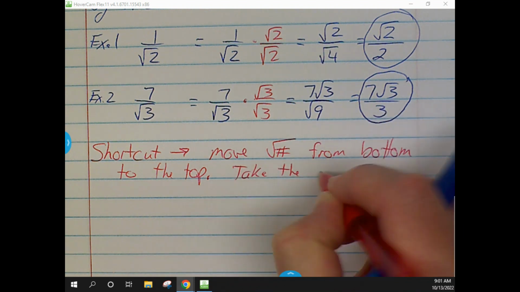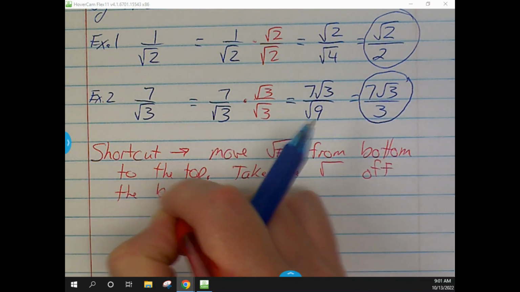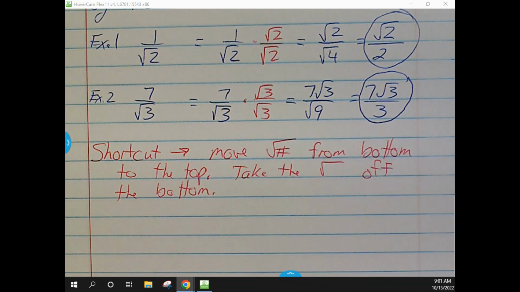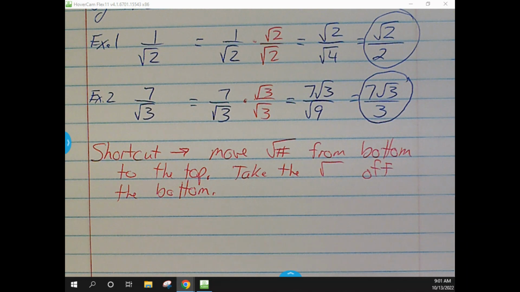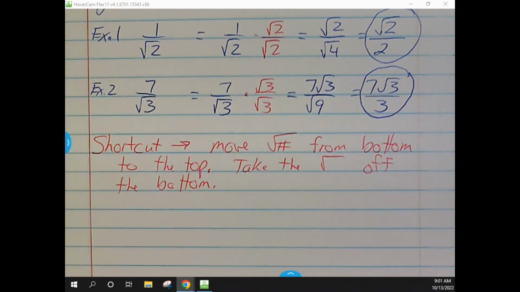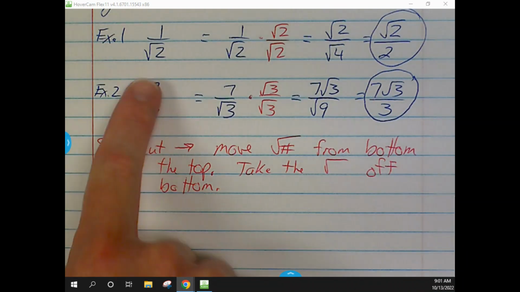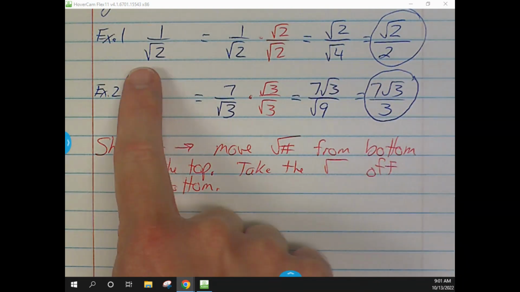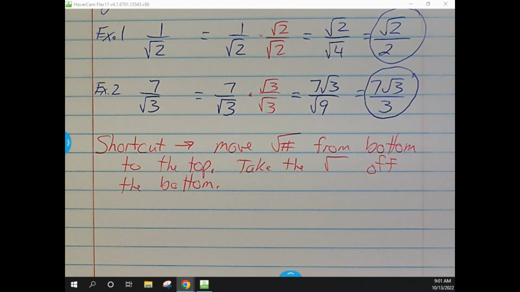And then take the radical off the bottom. So we had square root of 3, it just became 3. And you notice number 1, same thing. Square root of 2 went from the bottom to the top. On the bottom, we just took the square root off and just left it as a 2. Okay. So it's the same thing, but without having to go through all the steps. That's just a little bit of a shortcut that's there.